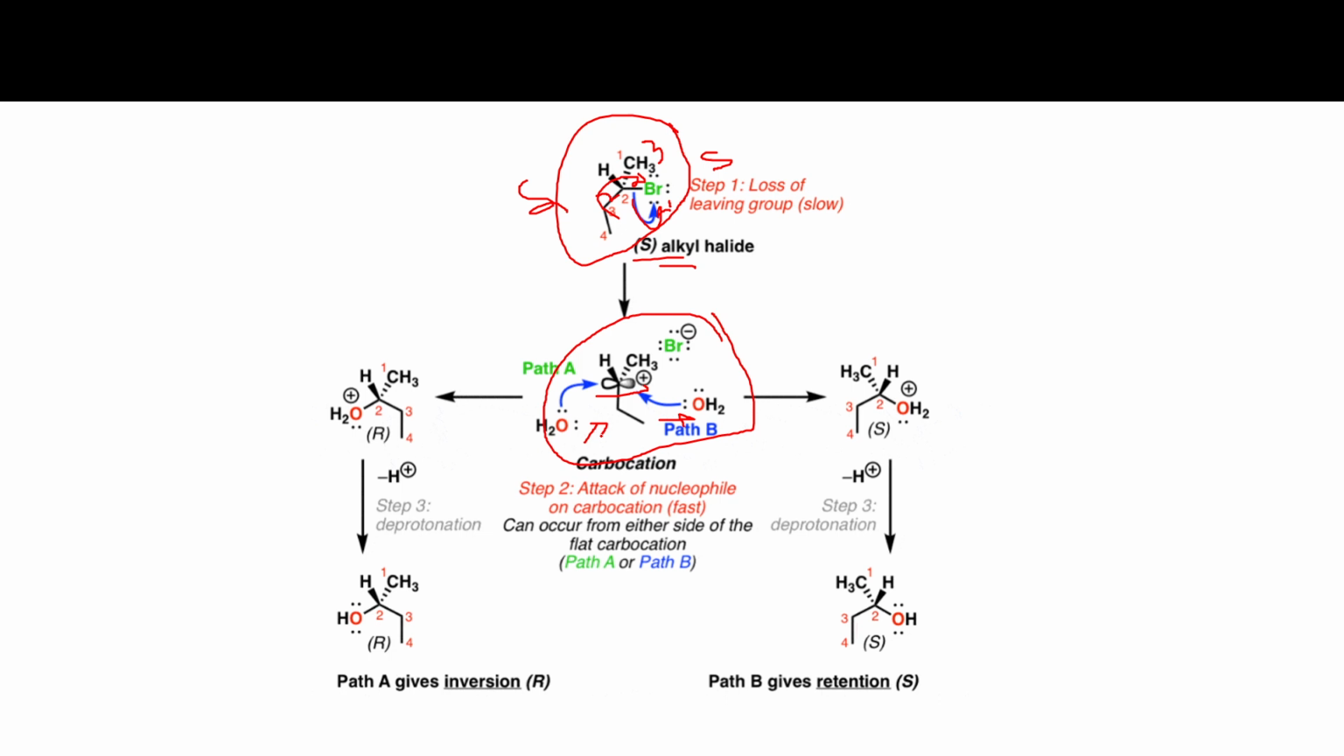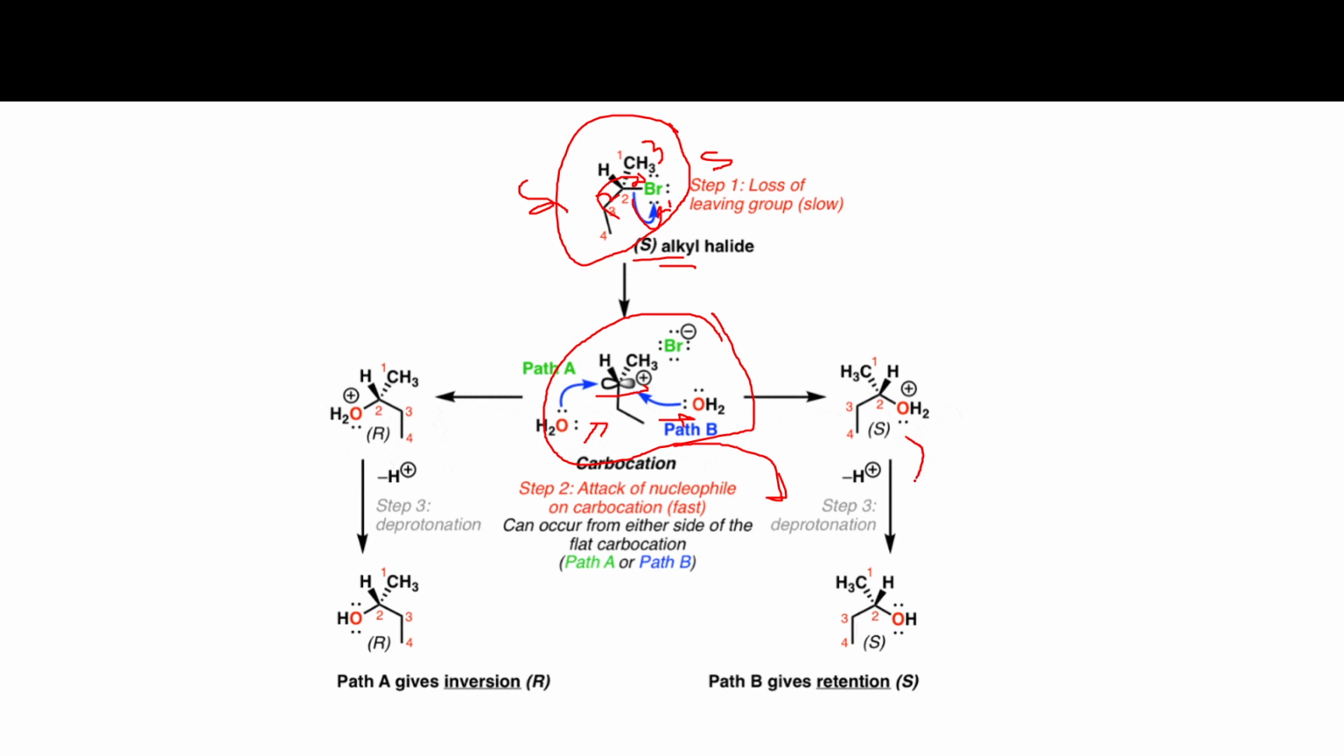So after the carbocation forms in the SN1 reaction, two products can be formed, because the empty orbital has two vacant sides, which can give two different products. One is R and one is S. So if path B is followed, the nucleophile will attack from this side, so this will be your OH2.